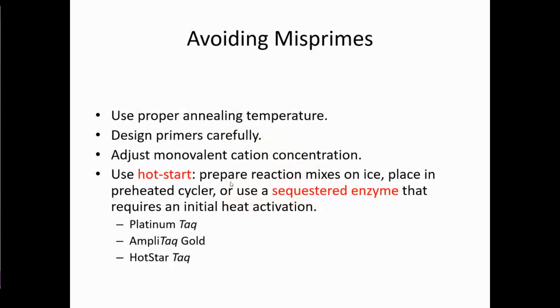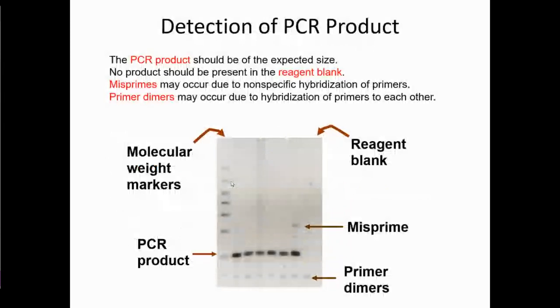And then to avoid the misprime. For example, here you will see this extra band. This is the correct PCR product, and then you can see this extra band, right? This extra band can be the misprime, right? And in the bottom here, that's a primer dimer. But this extra band here will be misprime. Okay, to avoid the misprime, there are several ways, because misprime occurs due to non-specific hybridization of the primer.